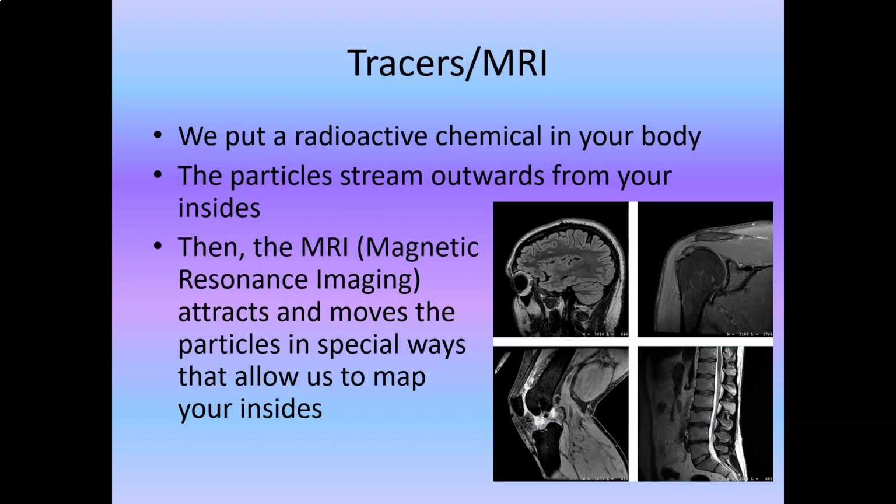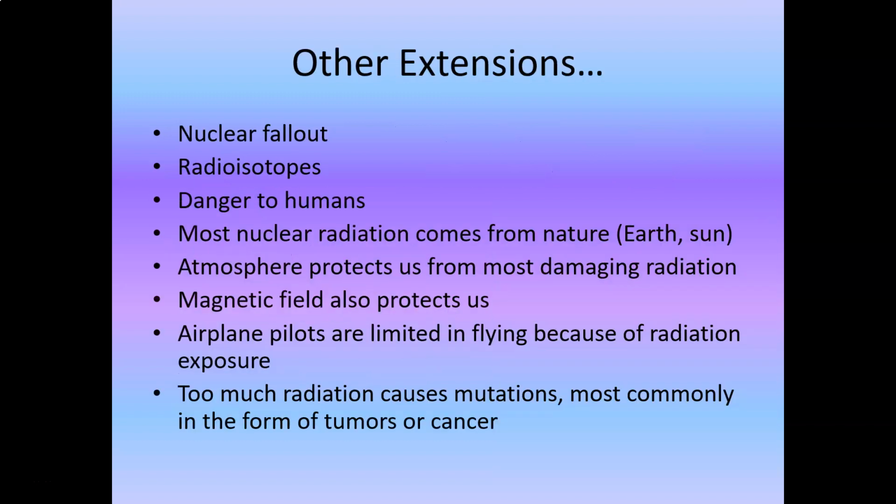Some other things that we do use nuclear decays for are tracers and MRIs. If you've ever had a CAT scan or an MRI, they put a radioactive chemical into your bloodstream, and then that chemical will begin to decay, and these charged particles will stream out of your body, and then the magnets inside the machine will direct them and form an image, similar to how a camera directs photons of light to form an image onto a piece of film.